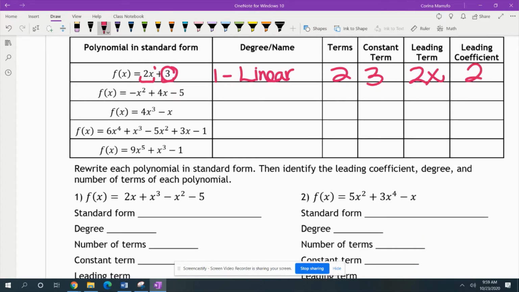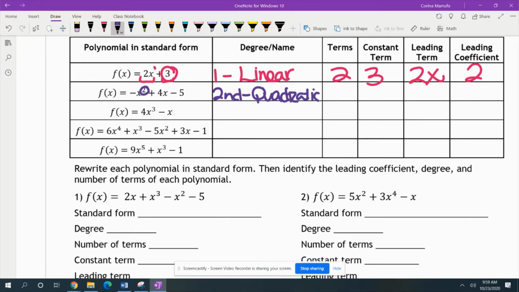Okay. All right, let's try the next one. On this next one, we have negative x squared plus 4x minus 5. So it is a second degree polynomial because of the 2 here. And so whenever it's a second degree, this is actually a quadratic equation.